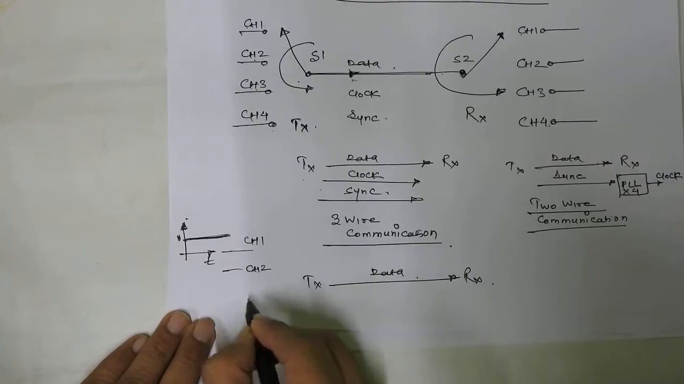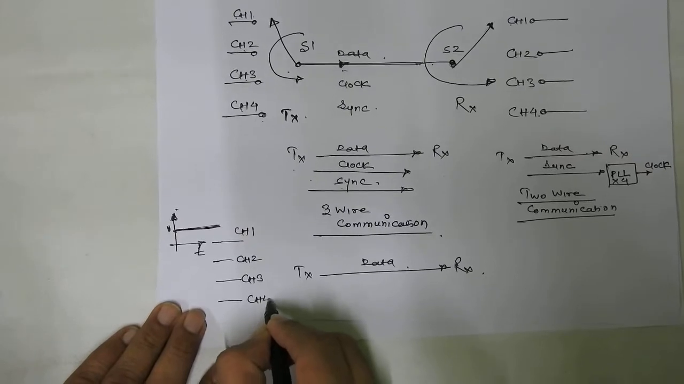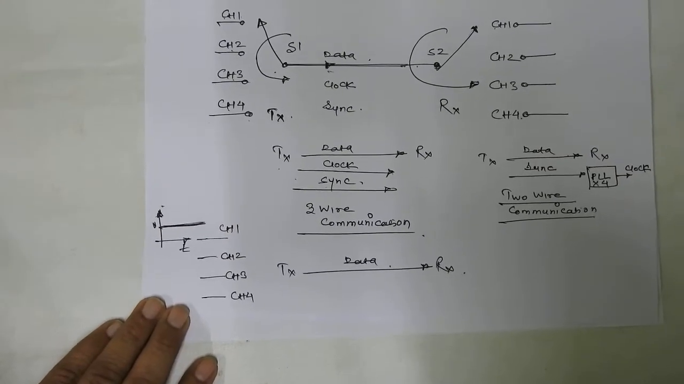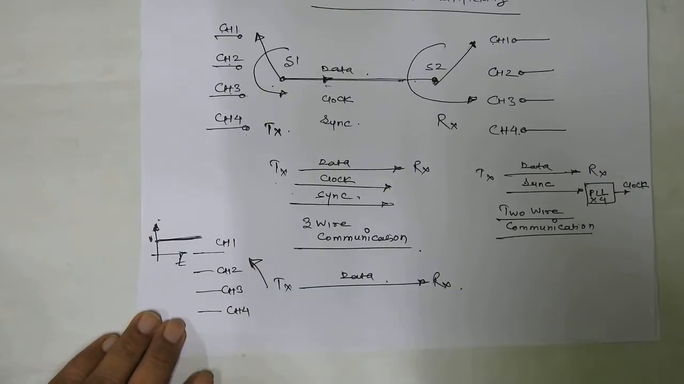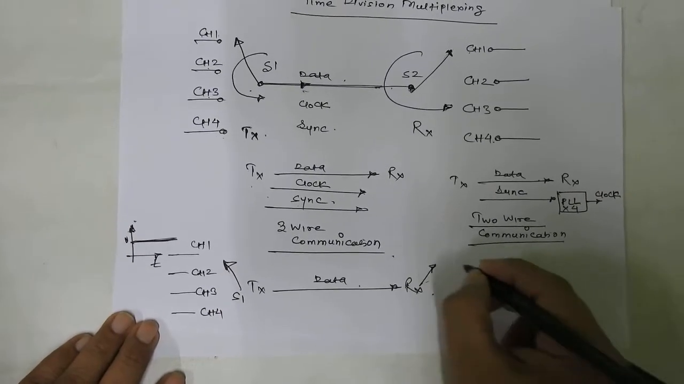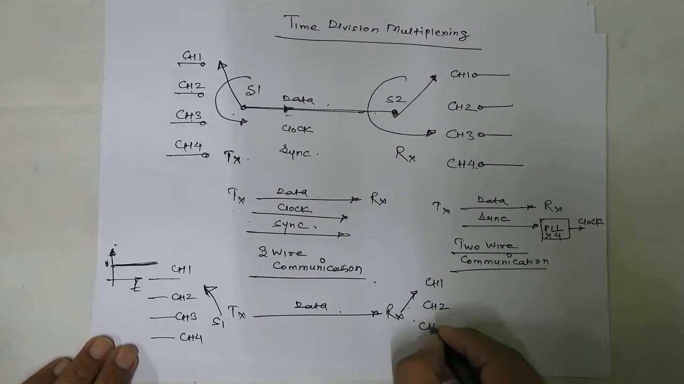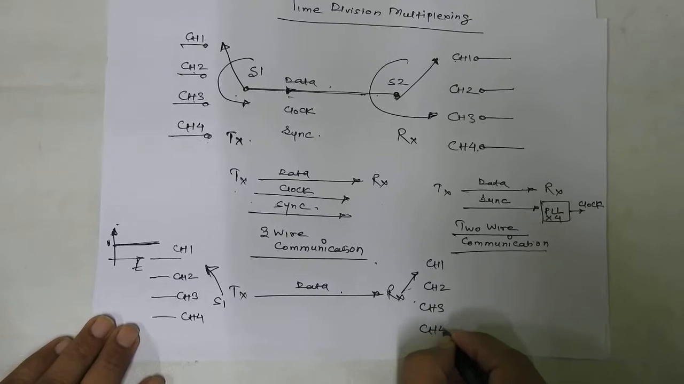In channel 2 we will have another sine wave or any signal. In channel 4 we may have any audio signal, something like that. The switch is rotating. At the receiver also there is a switch. This is channel 1, channel 2, channel 3 and channel 4.